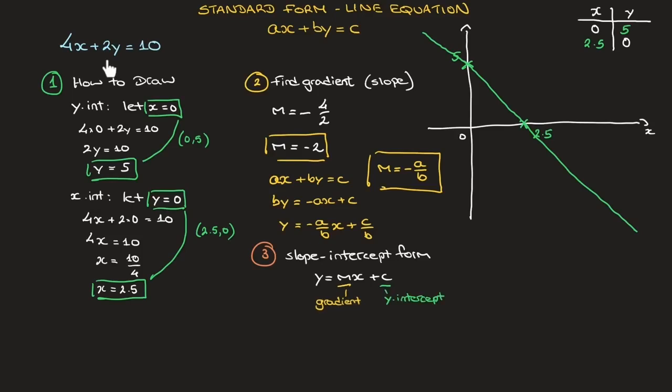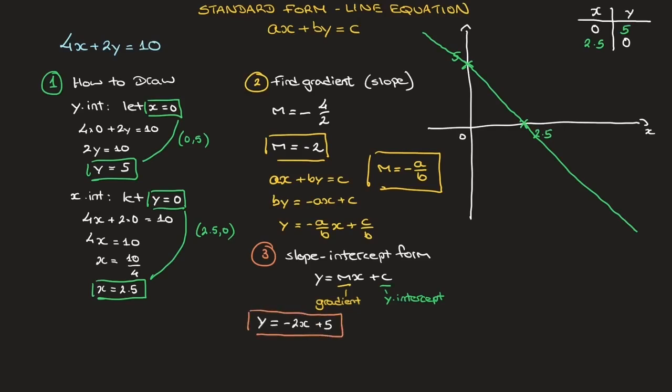Now, to get 4x plus 2y equals 10 in the slope-intercept form, it really depends on the work that's already been done. Here's what I mean. If in a quiz or a test we've already been asked to draw the line as well as state its gradient, then we already have everything we need to write it in its slope-intercept form. Indeed, we know that the gradient m is negative 2, and we know that the y-intercept c is equal to 5. So without much thinking, we could go right ahead and state that y is equal to negative 2x plus 5. And I could go ahead and box that result.